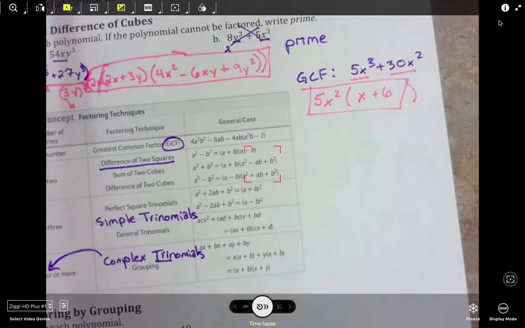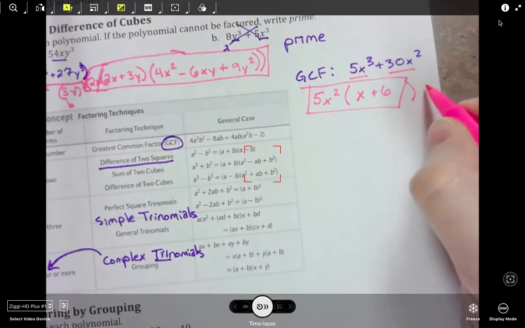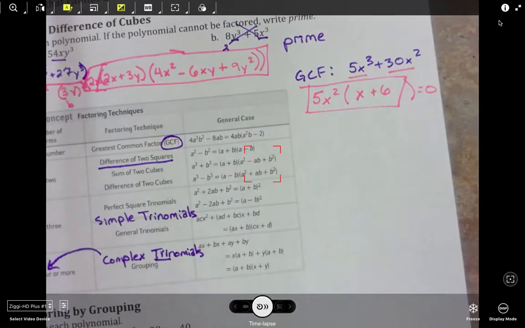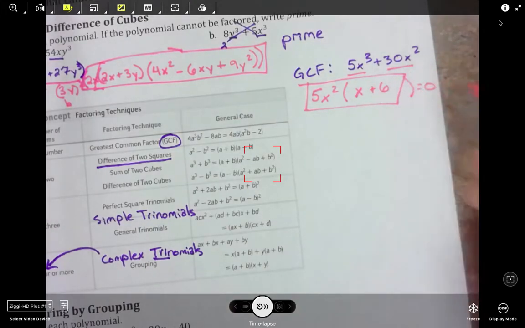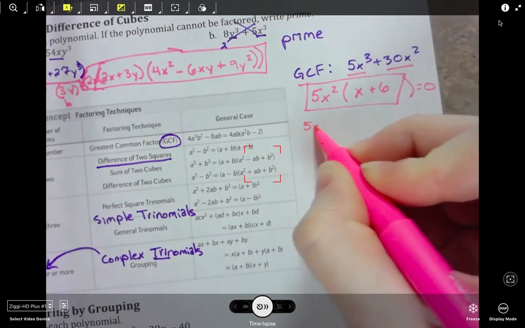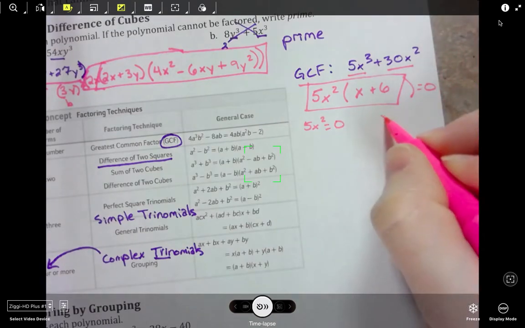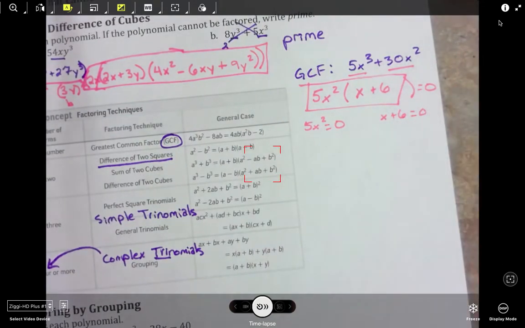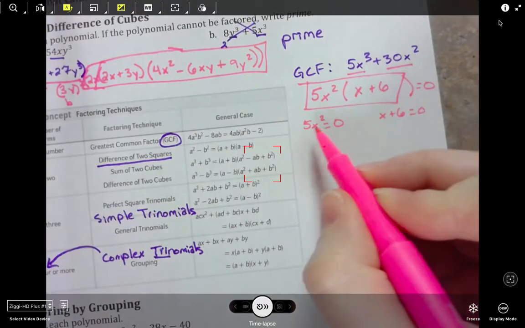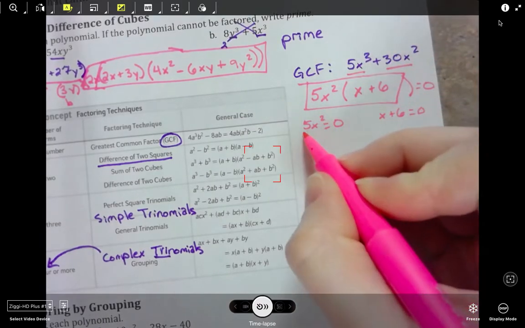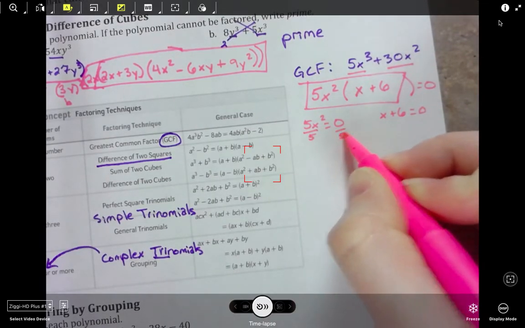On your homework assignment, it will just say factor, so if you leave your answer like that, that is totally okay. If you're one of those people that want to set it equal to 0 and find an answer, here's how you do that, okay? If this was set equal to 0, you would say 5x squared equals 0, and x plus 6 equals 0. You would set both pieces equal to 0, okay? Now to solve 5x squared equals 0, you divide by 5 on both sides, okay?